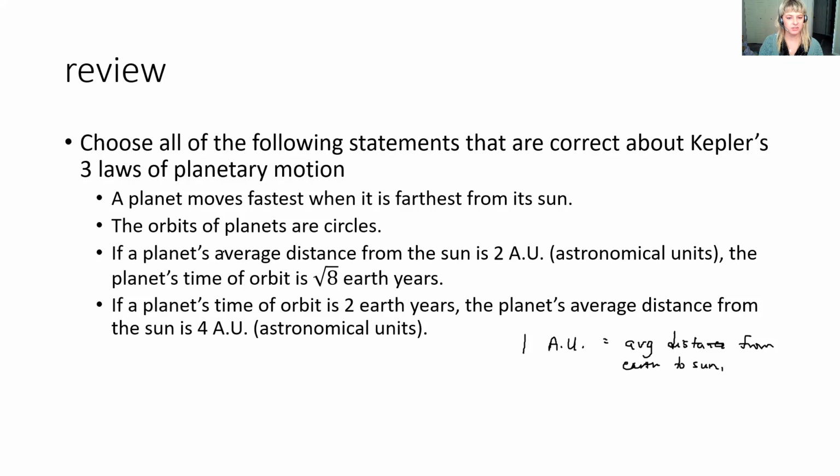So if the planet's average distance from the Sun is twice that, or 2 astronomical units, the planet's time of orbit is the square root of 8 Earth years. If the planet's time of orbit is 2 Earth years, the planet's average distance from the Sun is 4 AU. Think about each of these statements for a second. Decide which ones you think are true. We'll discuss in a minute.